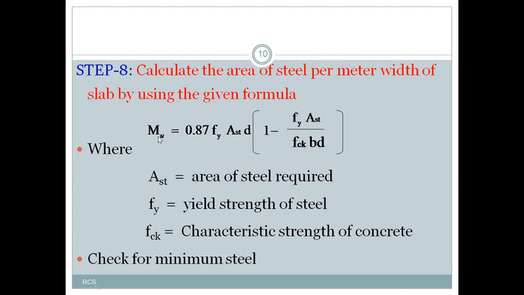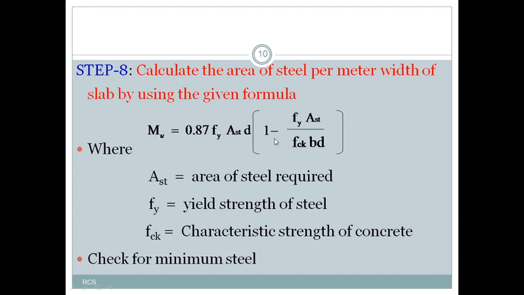That can be calculated with respect to the moment of resistance formula, Mu equal to 0.87 Fy Ast d into 1 minus Fy Ast by fck b d. If you substitute the values like Ast, Fy, fck, you know Ast is the area of steel required, Fy is the yield strength of steel, fck is the characteristic strength of concrete, then we'll get what the Ast is.